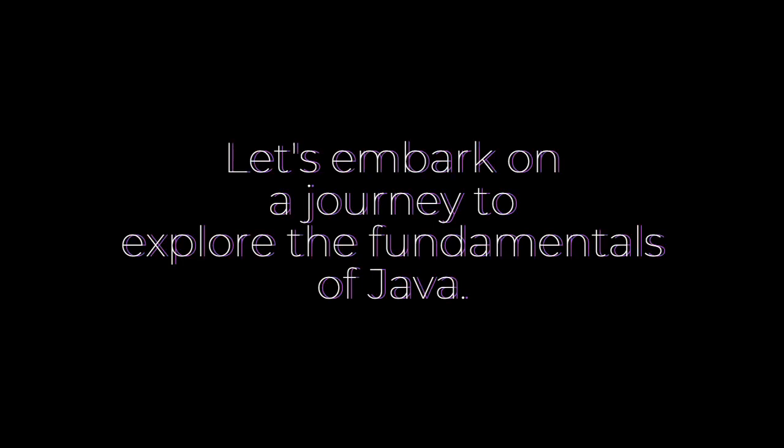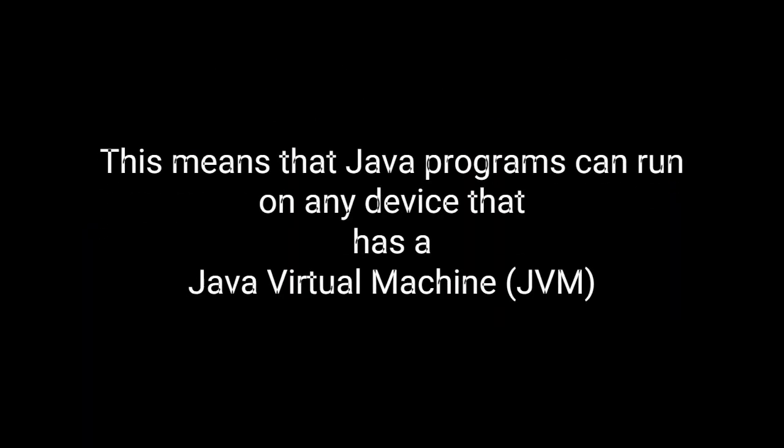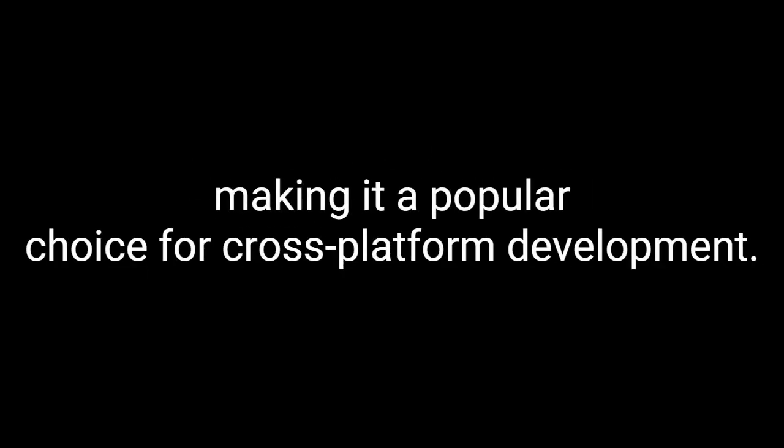What is Java? Java is a high-level, object-oriented programming language known for its platform independence. This means that Java programs can run on any device that has a Java Virtual Machine, JVM, making it a popular choice for cross-platform development.